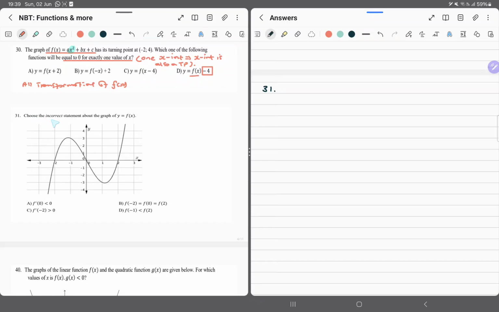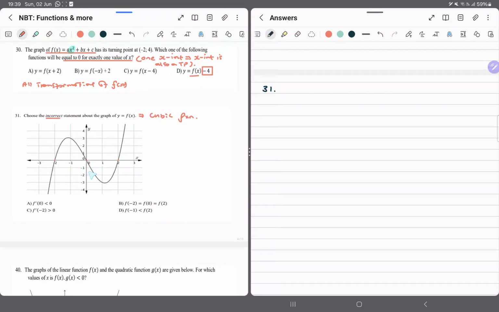Question 31 says, choose the incorrect statement about the graph. So now we don't want the truth, we want a lie. Y equals f of x. When you look at the shape, it is mostly a cubic function, because we've got 3 roots here. That's why I know it's a cubic.